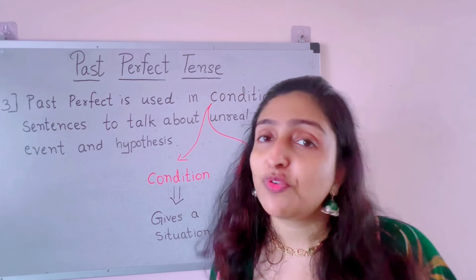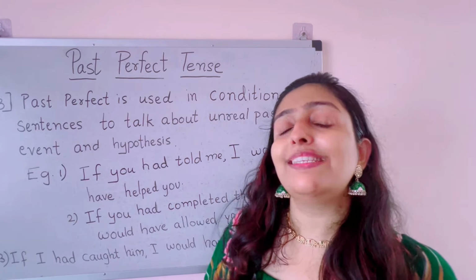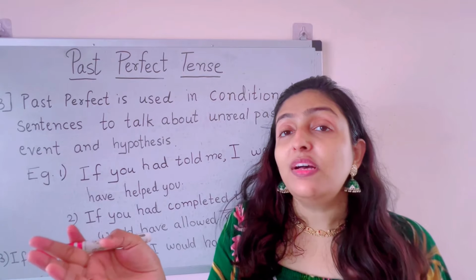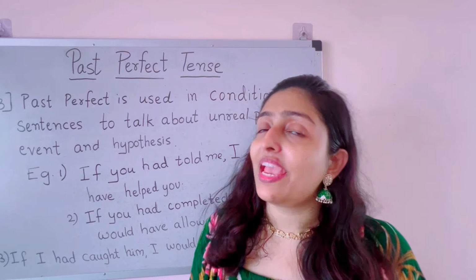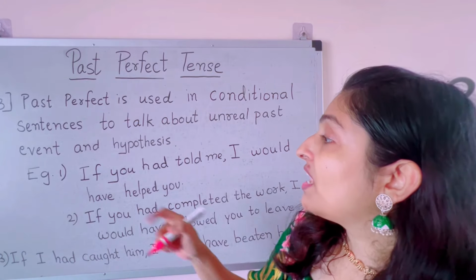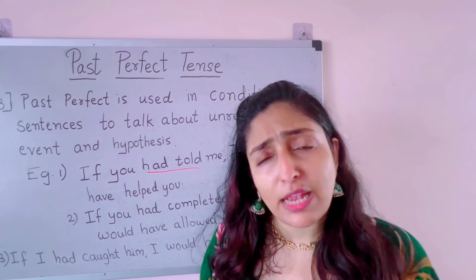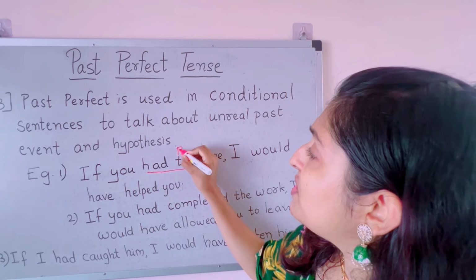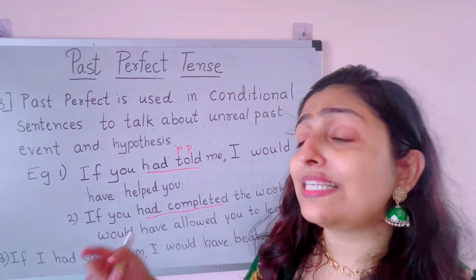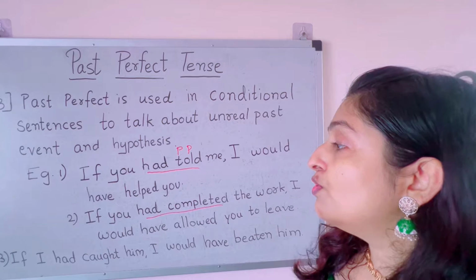Let's proceed on to examples. So these are the examples of conditional sentences. Conditional sentences begin with if and they have a condition and a result. They have a situation and a result. Let's look into the examples. If you had told me, I would have helped you. So this is in past perfect. Second is, if you had completed the work, I would have allowed you to leave.